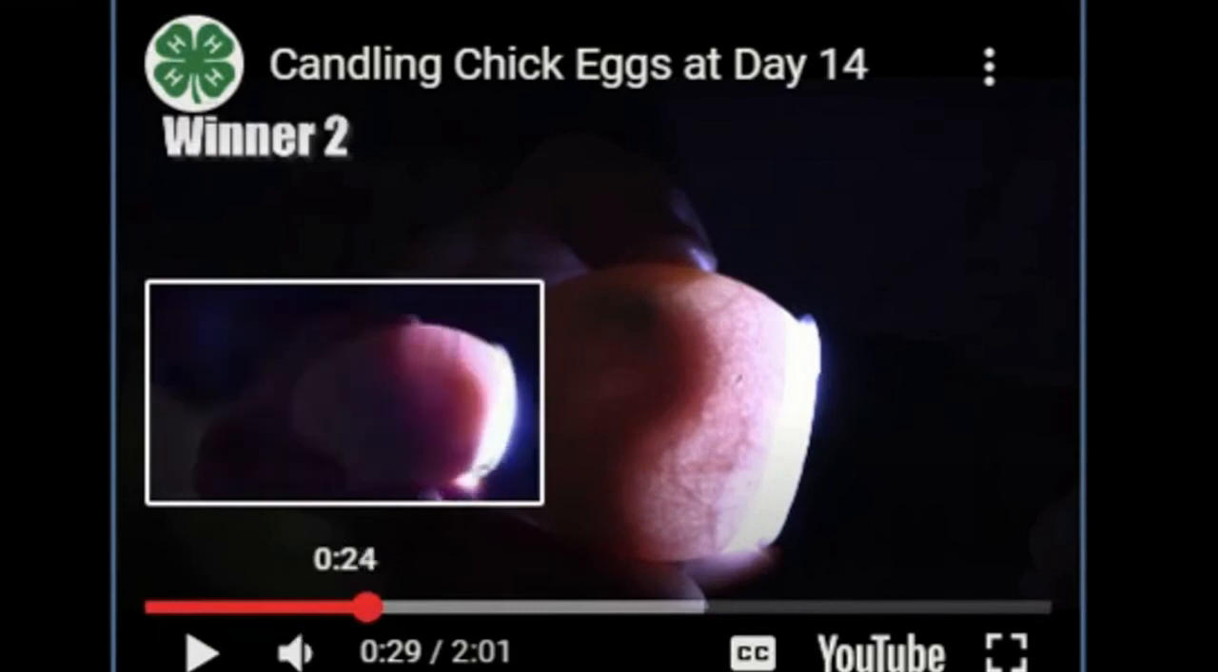Wow. Did you see all those little blood vessels and you saw how it was bigger inside? I'm going to move forward and show you one other one. We won't watch the whole thing.